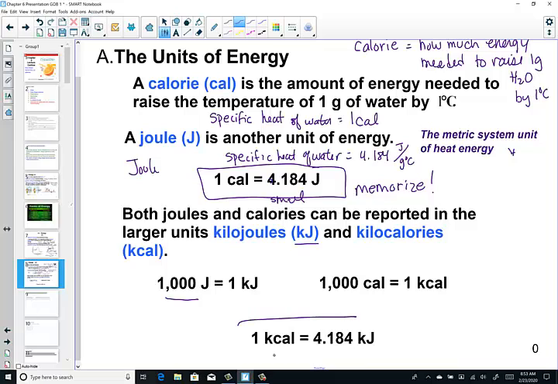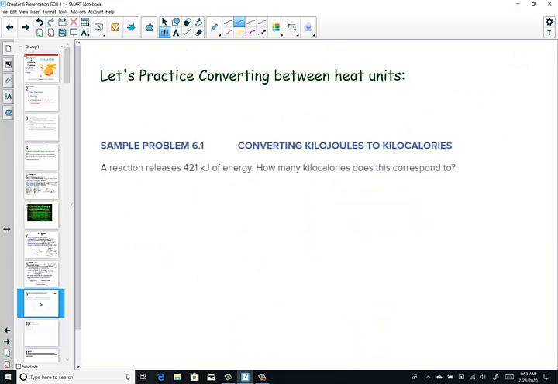And so we can equate these two as well. A kilojoule and a kilocalorie would have the same conversion as a calorie to joule. 1 kcal is equivalent to 4.18 kilojoules, kJs. So let's kind of bring that out to practice. Let's practice converting between heat units.